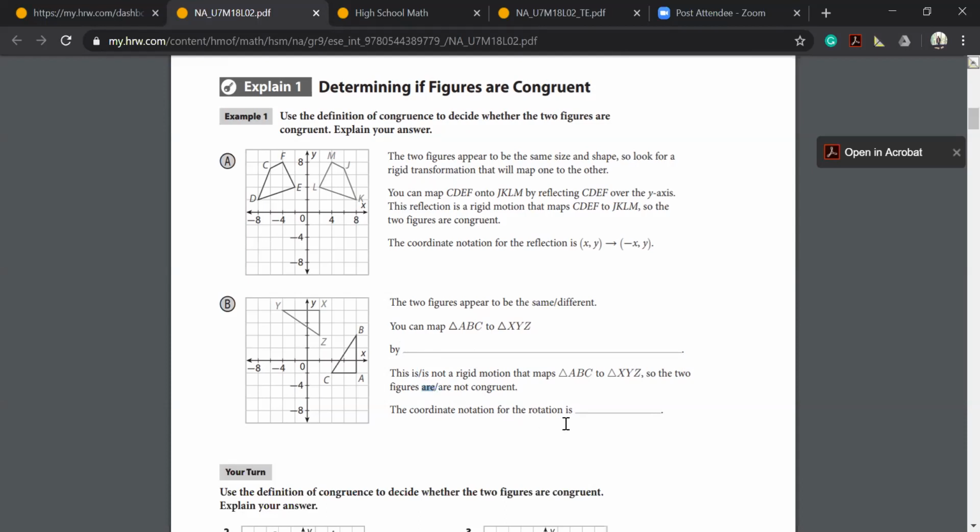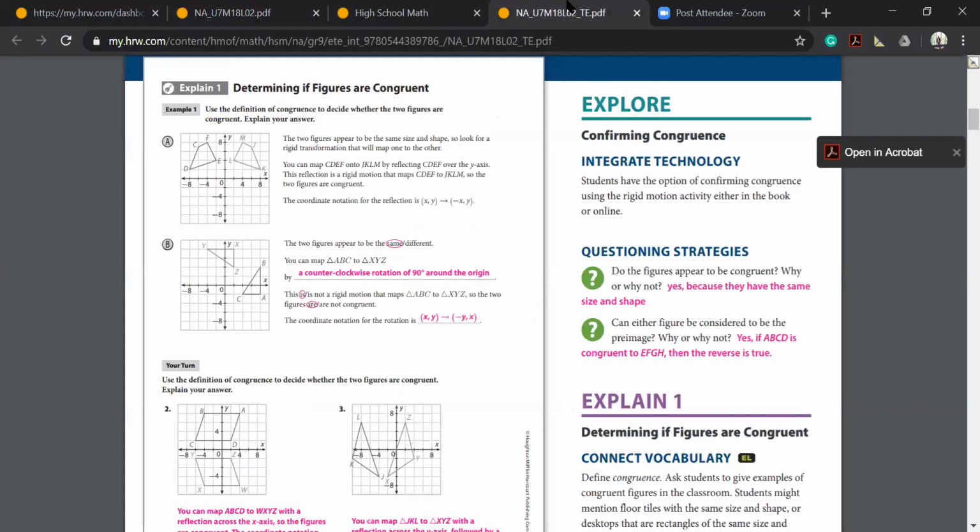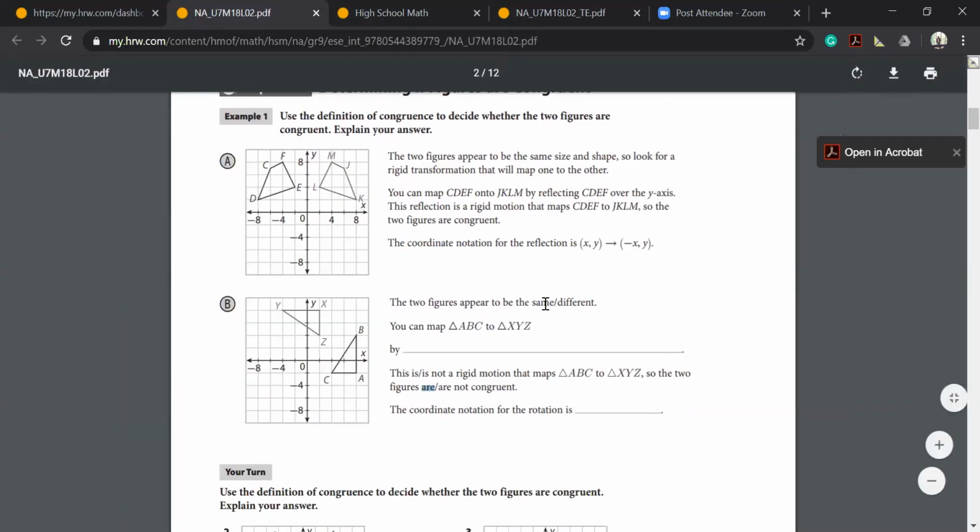The coordinate notation for the rotation is 90 degrees counterclockwise. How can I put the notation? Go back to the book, go back to lesson 17.3. It's going to be (x, y) goes to (negative y, x). This is what you are going to be writing here, the notation: (x, y) arrow (negative y, x).